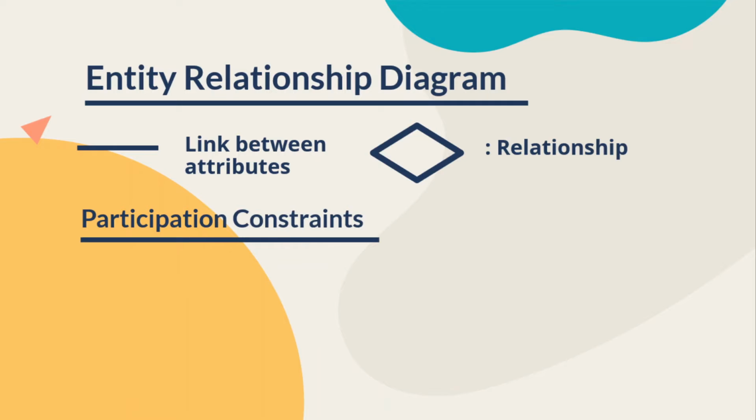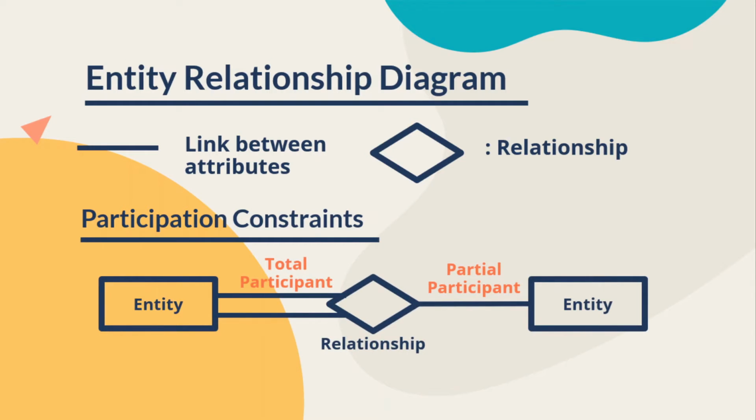Furthermore, I will explain the participation constraint of an entity in a relationship. Participation constraints are divided into two, that are total participation and partial participation. The total participation is represented by a double line, which explains that all entities are involved in the relationship. Meanwhile, a single line is used to represent partial participation, which explains that not all entities are involved in the relationship.